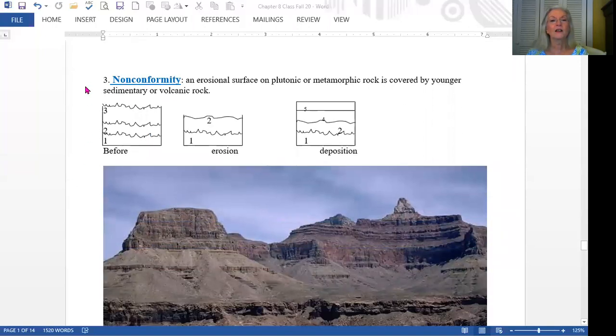A non-conformity is an erosional surface on plutonic or metamorphic rock covered by younger sedimentary or volcanic rock. So plutonic rock is a kind of igneous rock that gets buried underground, so it would represent igneous intrusions at depth. And then metamorphic rock, again, we've said, takes place at depth.